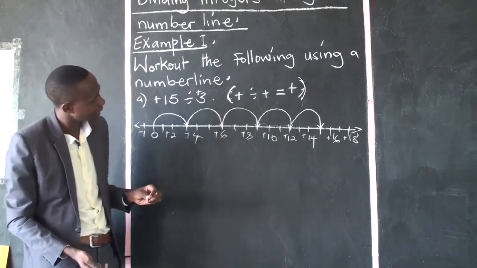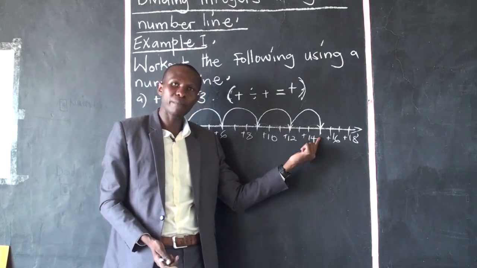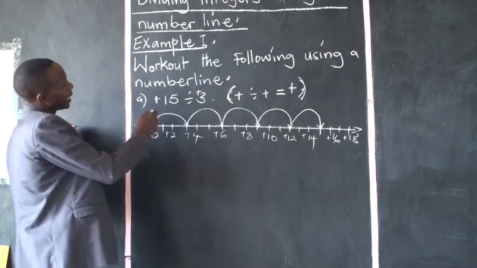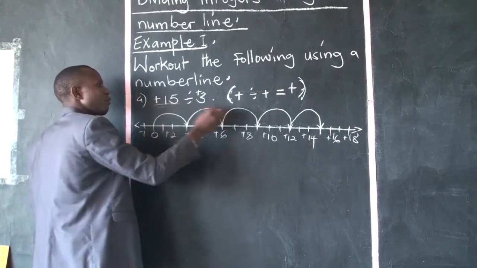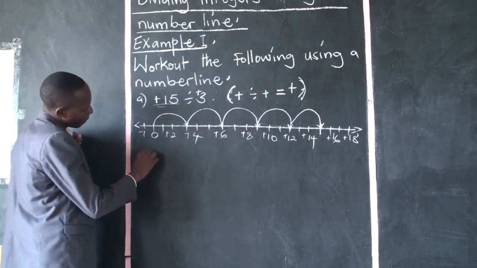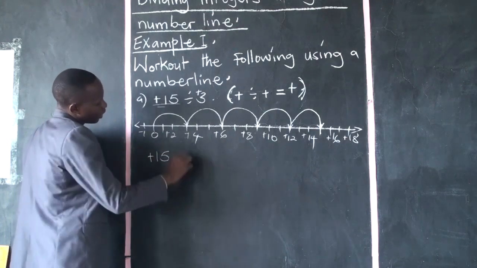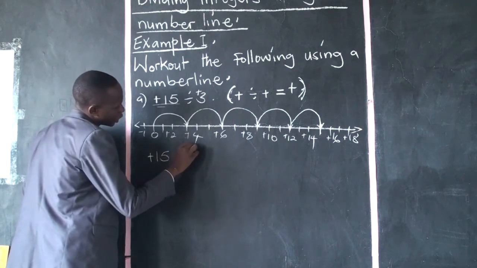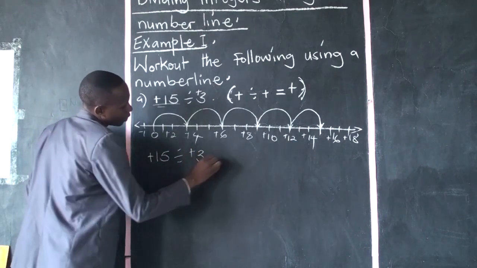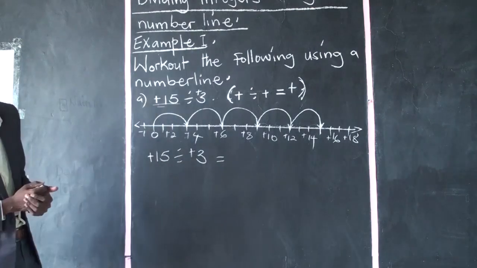Then the fifth one brought me up to 15. And what is required is positive 15, where I've already reached. So I will stop there. Then I'll come down and say, positive 15 divided by positive 3 will give us, let's count the number of intervals.